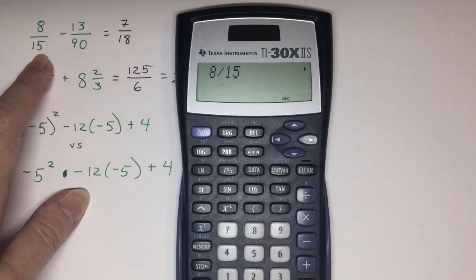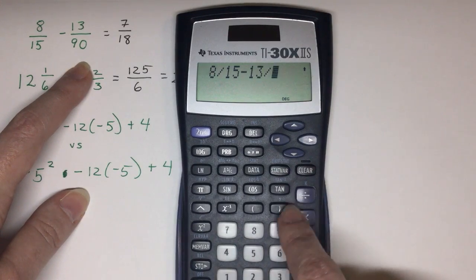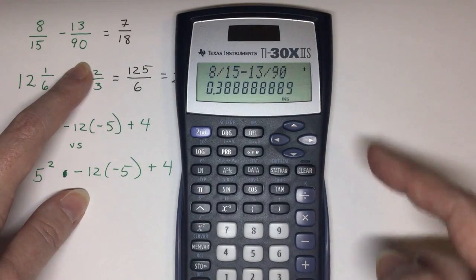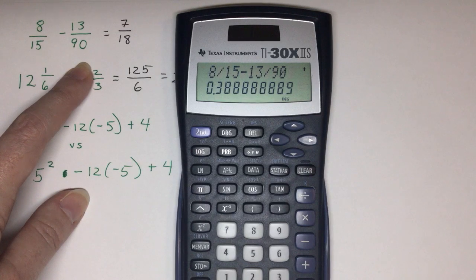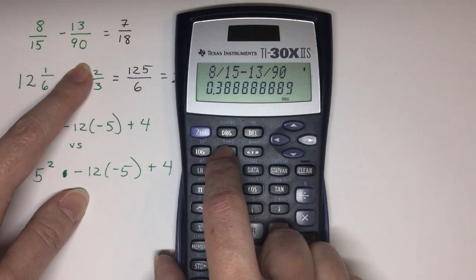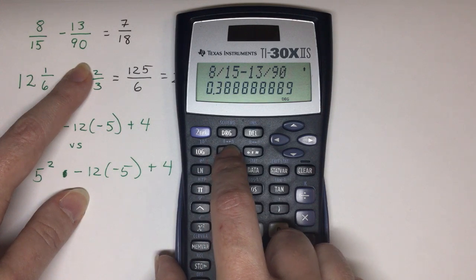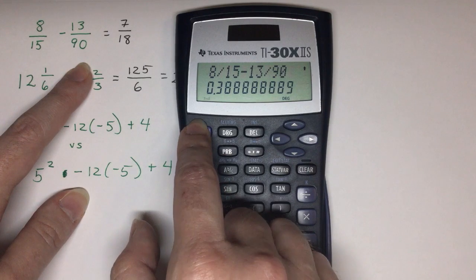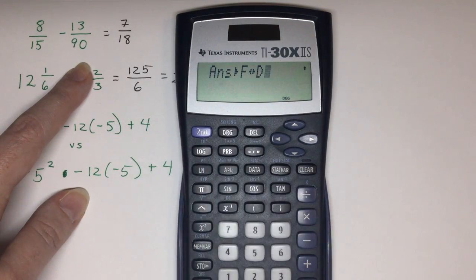8 over 15 minus 13 over 90. I've got my answer as a decimal. I can convert decimals to fractions and vice versa using this one, the fraction to decimal key. I'm going to need the second function to get to it, so I'm just going to say second. Take my answer and make it, if it was a decimal, a fraction, if it was a fraction, a decimal. 7/18.